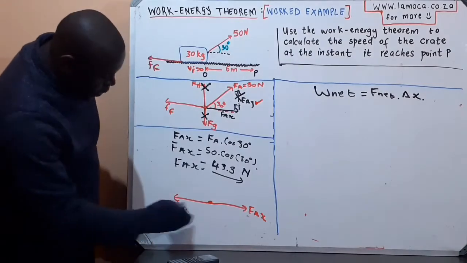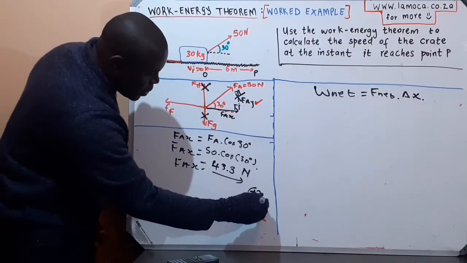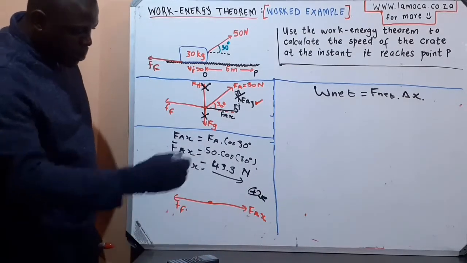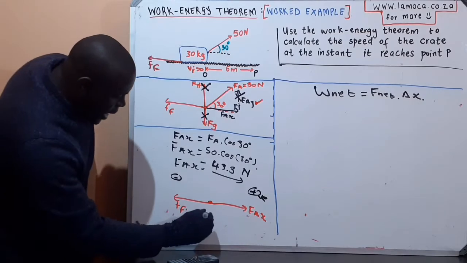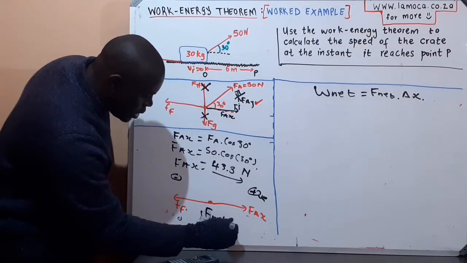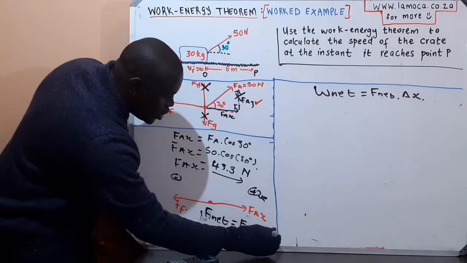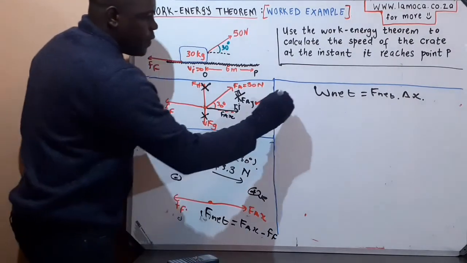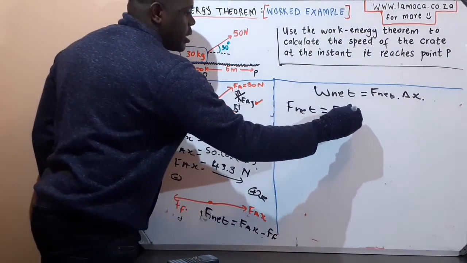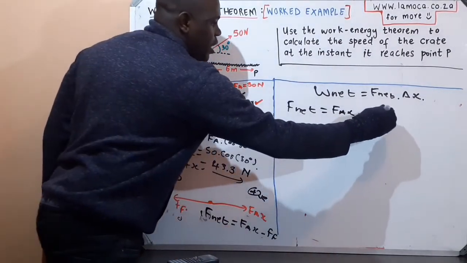Now, if I want to find the net force here, the right is taken as positive because it's the direction of motion. This is negative because it's opposing motion. It means our net force is going to be the force applied on the X, the component of the applied force on the horizontal side, minus the frictional force.